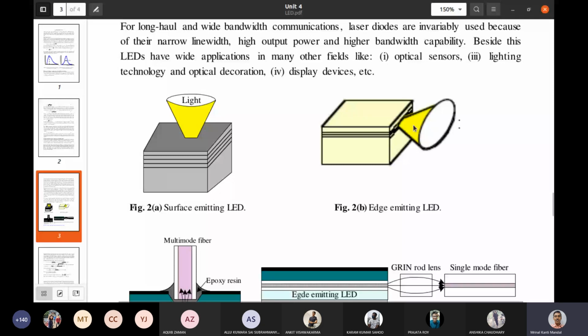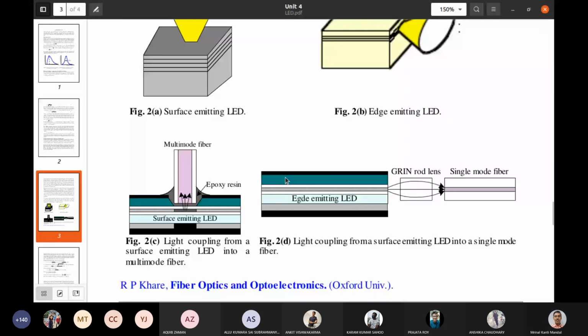So the intensity of light will be emitted through the edge of this device. That means here the refractive index has been changed, and then it will escape through this, and in the other region it will be shielded by properly considering the refractive index of the material. Then for coupling in the case of fiber, the coupling can be done by different techniques that I have already mentioned.